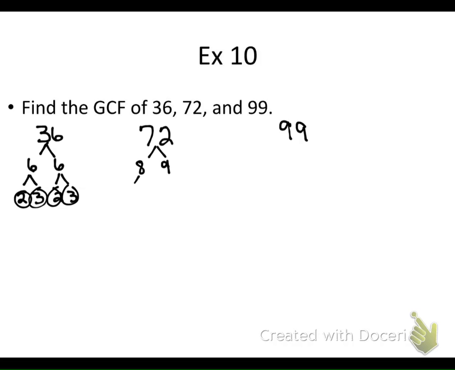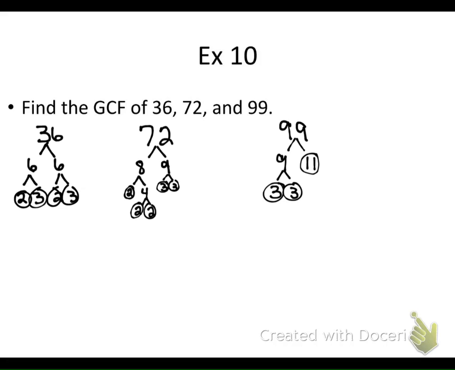Okay, and then for 8? 2 and 4. And then 3 and 3. Wait, I'm not done with 8 yet, you guys. Oh, 4. 2 and 2. Yeah. Now that's a common mistake where people don't factor 4, but you can. It's 3 and 3. Okay, and then what about for 99? 11 and 9. Okay, now 9 is 3 times 3. And then what about for 11? Oh, it is prime, that's right, so we're going to circle it.